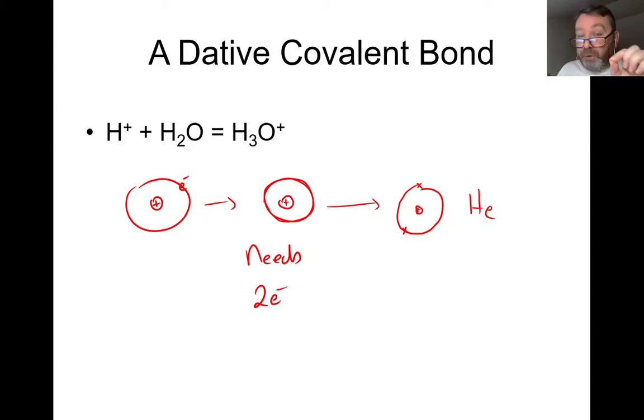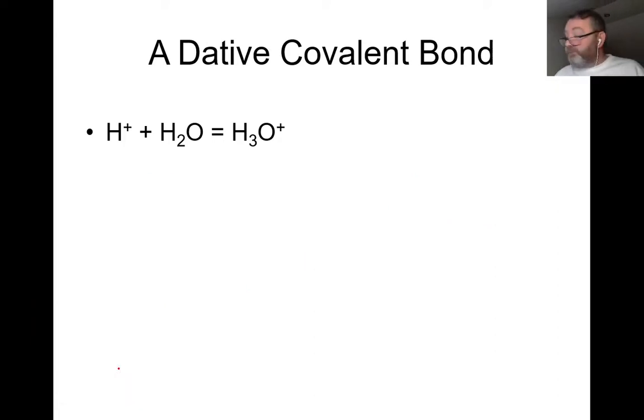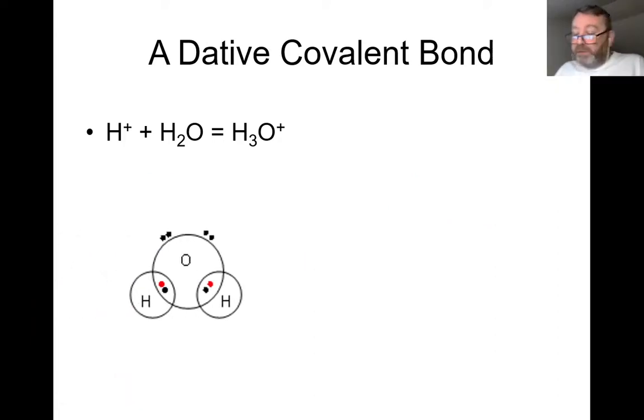So if the bare proton is going to form a bond with another atom and try and get the same electronic configuration as helium, then the bare proton has to take 2 electrons from the combining atom and give nothing into the bargain. Okay, and that's why we call it a dative covalent bond. So there's your water molecule.